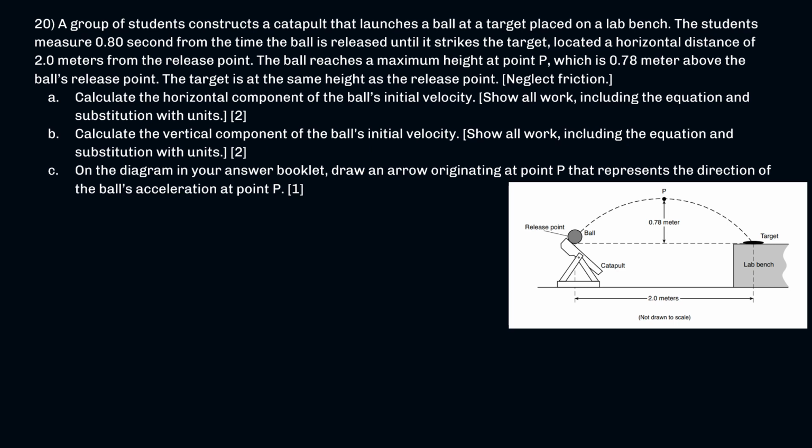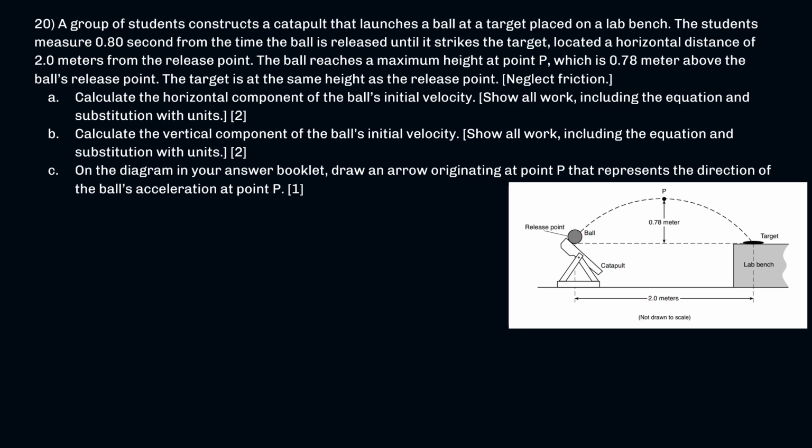Show all work, including the equation and substitution with units. Again, you have to show all your work with this one. But this diagram doesn't tell me what my angle is, so I can't just plug into cosine and figure out the initial horizontal velocity that way. I have to use what I'm given in the question in the horizontal direction to figure out what that initial velocity is going to be.